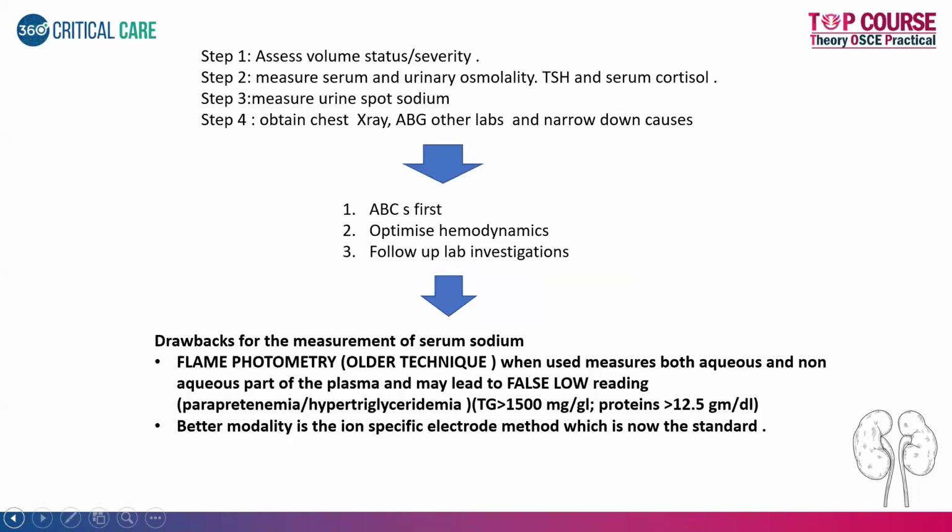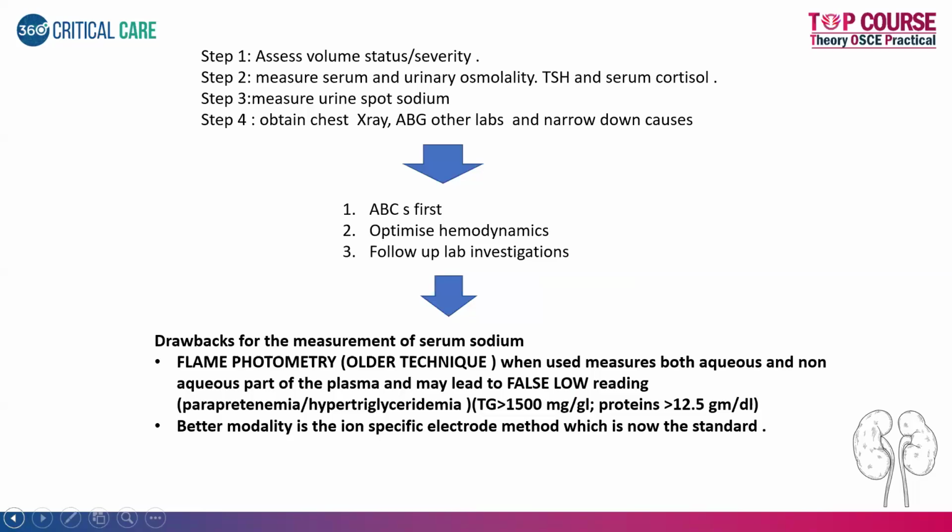So these are the steps that we need to go about: volume status and severity, whether it is acute or chronic. Measure both the serum and urinary osmolarity, send in TSH and cortisol levels. Measure serum spot sodium. You can also send in spot potassium. That can help us understand if there is any diuretic abuse, like I've mentioned earlier. Obtain chest X-rays, ABGs, and other labs, which usually help you narrow down the causes.